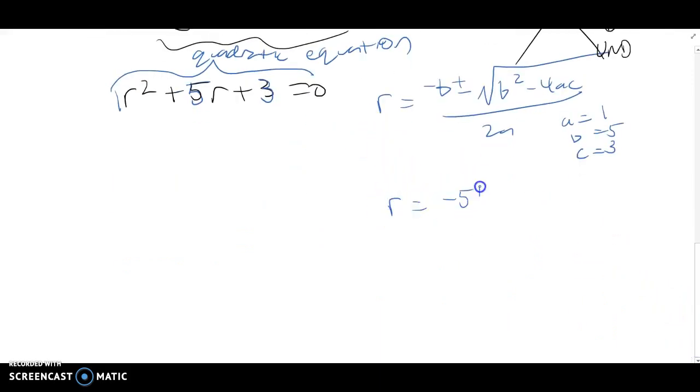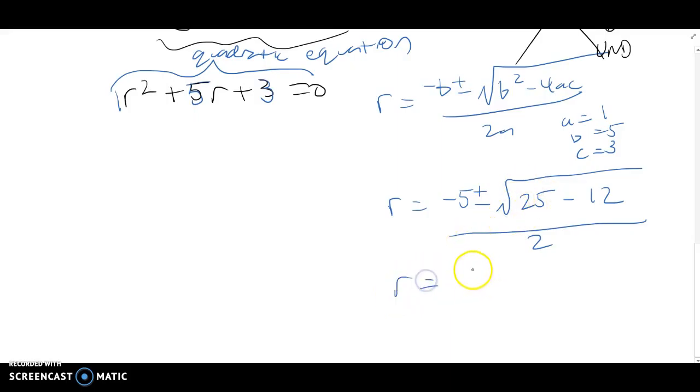I have negative 5 plus or minus the square root of 25 minus 4 times 1 times 3, which is 4 times 3, which is 12. And that's good. I get a positive under the square root. This is something to keep in mind: I've got to have a positive under the square root because I can't take the square root of negative numbers without going into the imaginary realm, and you don't want to go into the imaginary realm if at all possible. So this would mean r equals negative 5 plus or minus the square root of 13, which is the square root of a positive real number, which is going to be real, divided by 2.